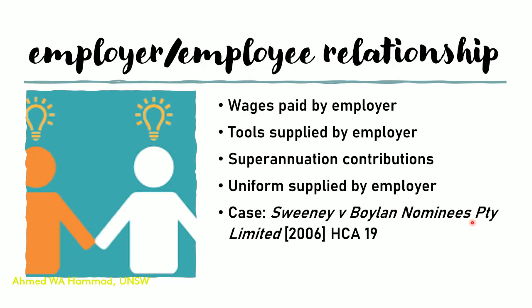Another element the court looks at is the tools that are supplied by the employer. So these specific tools, do they belong to the employer, and are they just supplied to the employee to utilize when they're working, and they have to return back to the employer? And if the answer is yes, then an employer-employee relationship is very likely to exist. Another element is the superannuation contributions aspect. So if the employer is contributing to the superannuation of the employee, then an employer-employee relationship exists. Another, again, element is a uniform. If there is a uniform that's supplied by the employer, then the employer-employee relationship would be found to exist. And these elements have all been covered in this Sweeney and Boylan case, which is an Australian case.